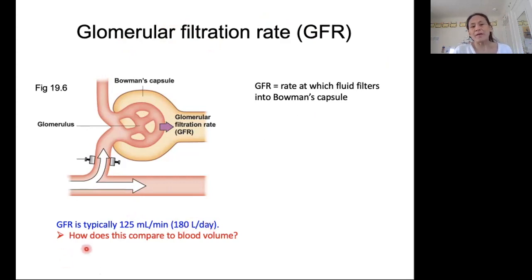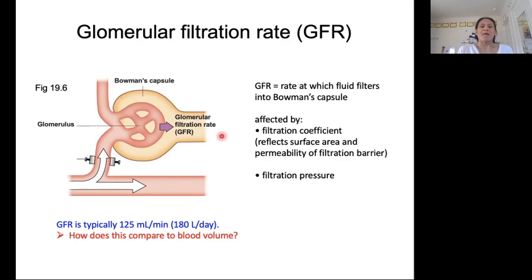So thinking about how that compares to blood volume, I guess I'll just answer this question for you. You might remember blood volume is about 5 liters total in the body, which means that about 30 to 40 times a day, the entire blood volume is making it through your kidneys.